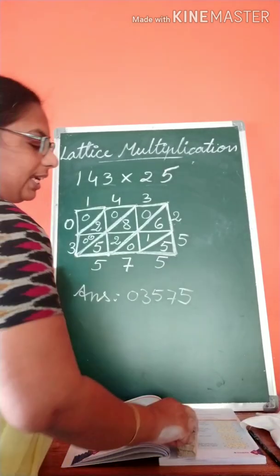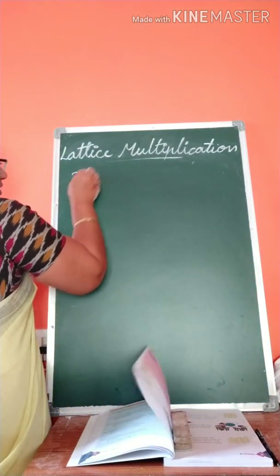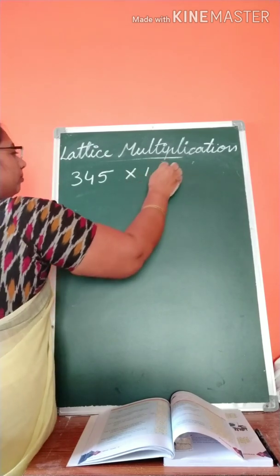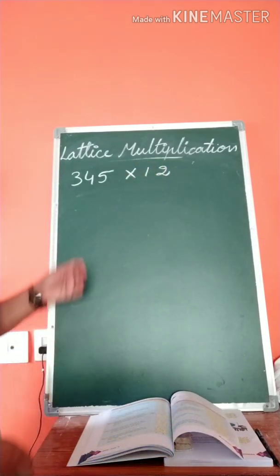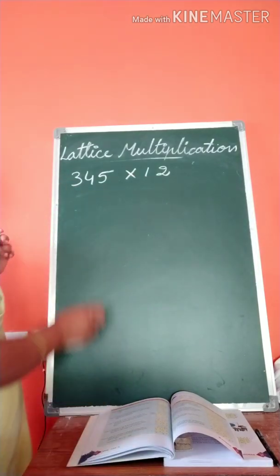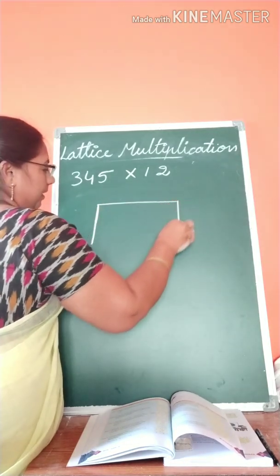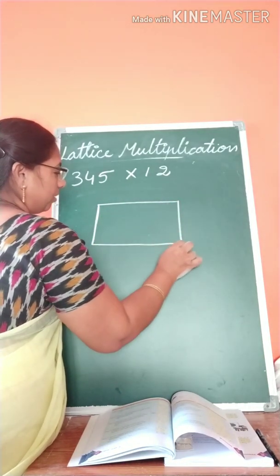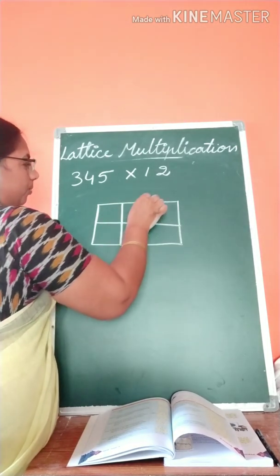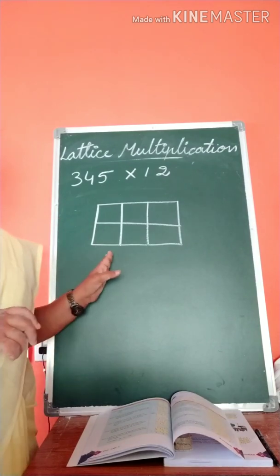One more example we can see, children. 345 into 12. Here once again it is 3 by 2 multiplication. We can do it by the lattice method. Draw a lattice, children. Practice the drawing of the lattice well so that you won't get confused. If you know how to draw the lattice, you can get this method very easily.